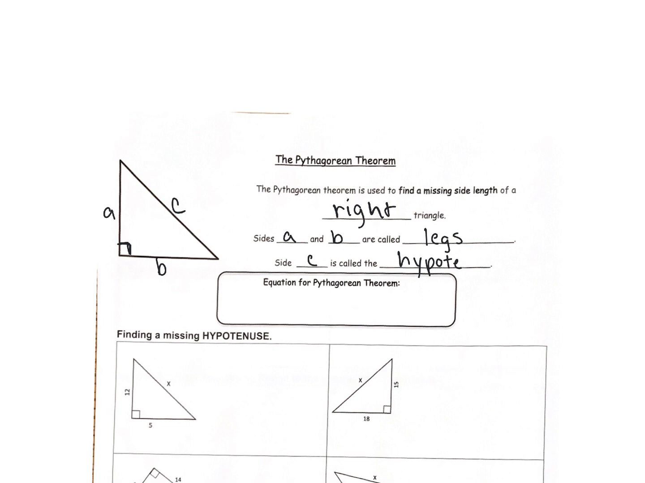Oh, I spelled that wrong. Hypotenuse. All right, there you go. So, these are called legs, and if you want to label them over here just so you know. And then this is our hypotenuse.